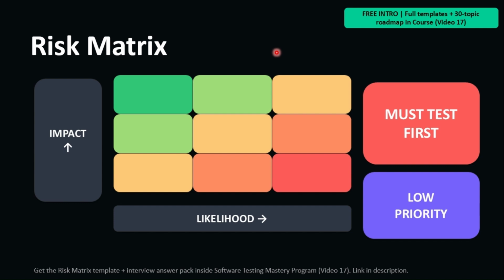To visualize this, we use something called a risk matrix. The top left area means high likelihood and high impact. That's where your deepest testing goes. The bottom right area is low risk, which means that's where testing stays light. This matrix alone can save you hours and improve the quality.